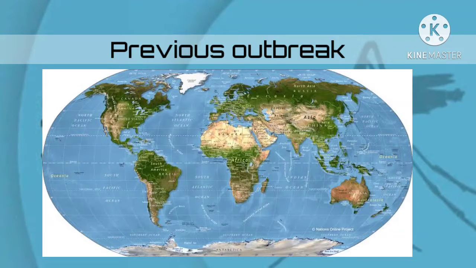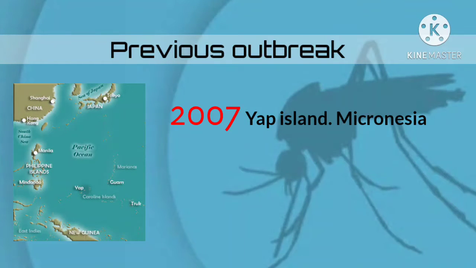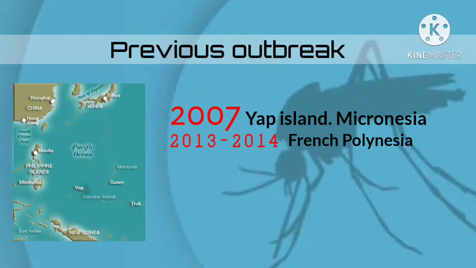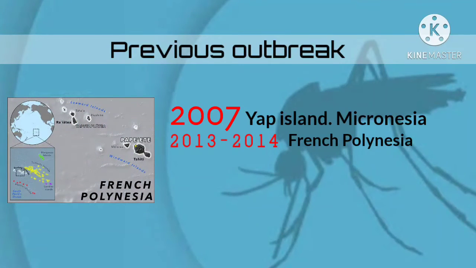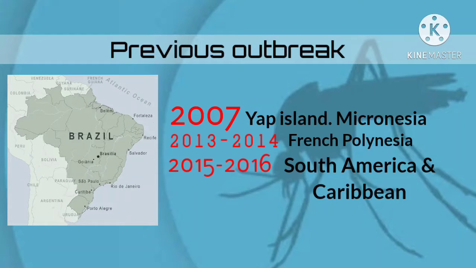The previous outbreaks of Zika virus have included the outbreak in the Yap Islands of Micronesia in 2007. In 2013 to 2014, French Polynesia had an outbreak of Zika virus as well, and many of the population were affected. In 2015 to 2016, Zika virus occurred in South America and the Caribbean.